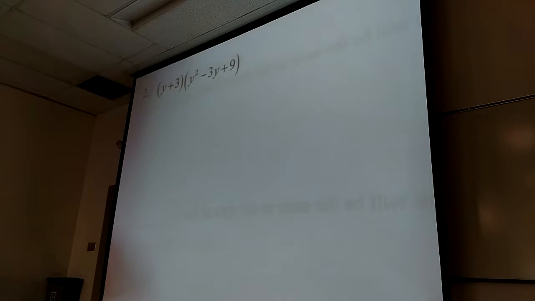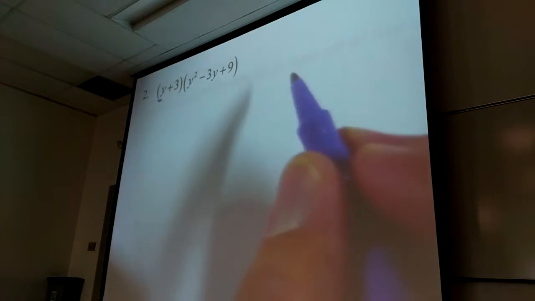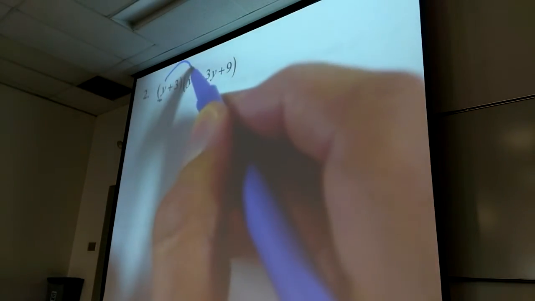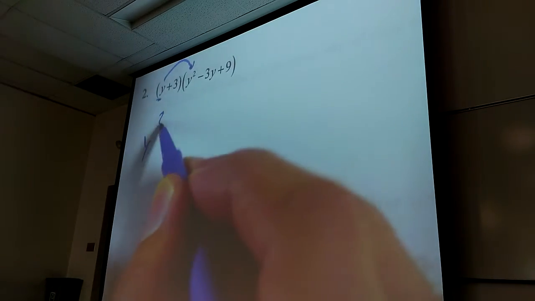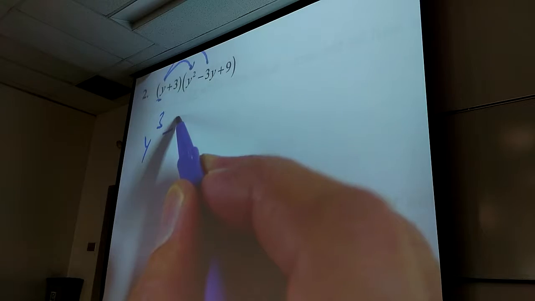Okay, let's see. You should be seeing something interesting happening with both of these. So the y gets its turn, right? FOIL wouldn't do us any good here, right? So y times y squared. Y times negative 3y. Minus y squared, 4y squared. Y times 9.